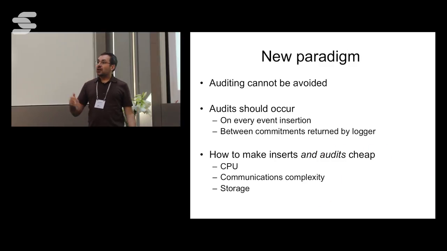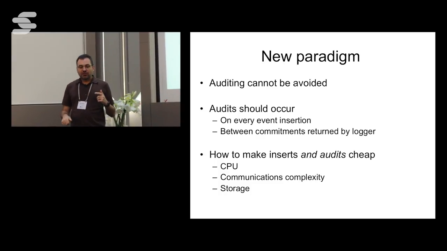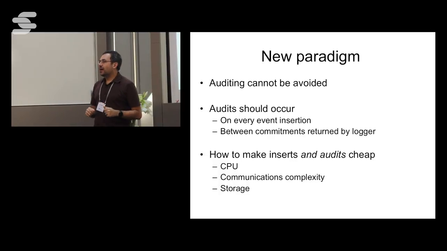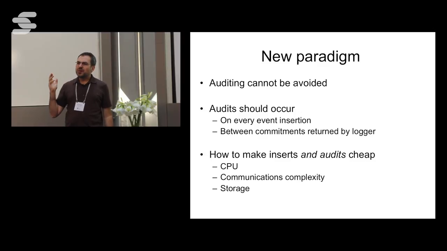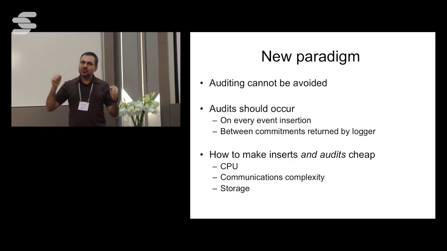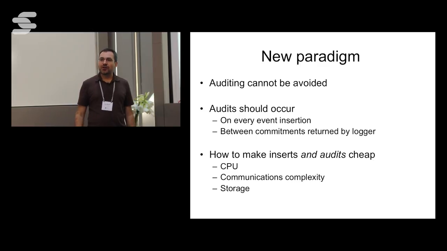So when? How frequent? How much? Well, basically, every event insertion and every set of commitments, we want to be able to audit all of that, and we want it to be super, super cheap. What do I mean by cheap? I mean CPU cheap, network cheap, storage cheap. I want all of those to be cheap. So that way you have no reason not to do all of this aggressive auditing.